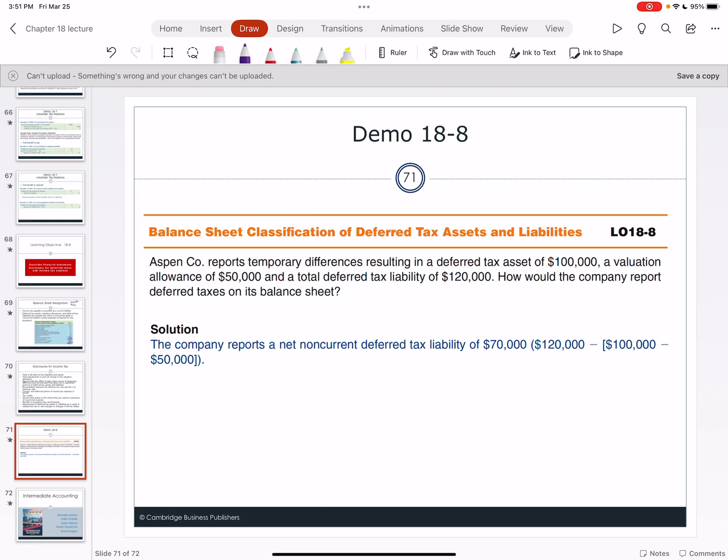And let's practice this one really quick. So we've got a DTA of $100,000. Right, there's a VA of $50,000. And we got a DTL of $120,000. So how are we going to report this? Okay, well, we've got a net asset of 50, a net liability of 120. So what we need to do here is 120, right, minus 50 equals, we're going to have a net DTL of 70,000. All right, that's it for this chapter.